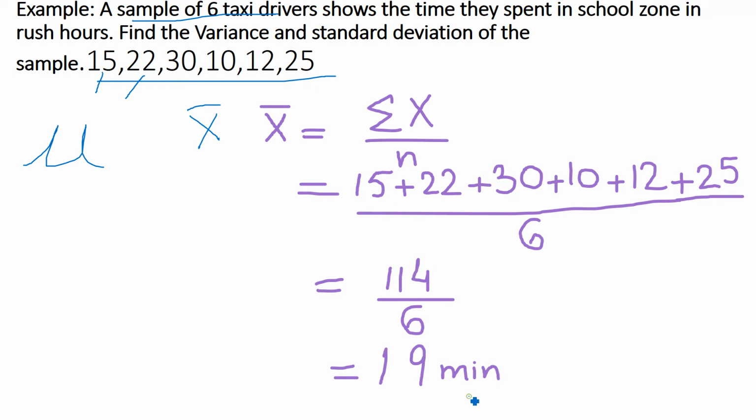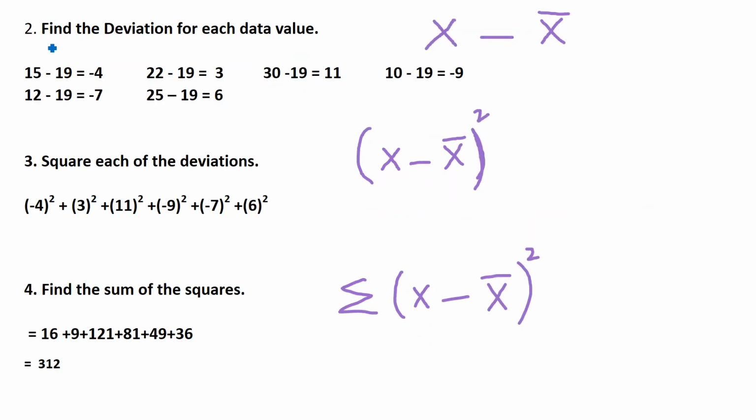So the average is 19 minutes. Each taxi driver has to spend 19 minutes in the school zone in rush hour. This is the mean. Now what is the second step? Deviation: how far each data value is from this mean. 15 minus 19, 22 minus 19, 30 minus 19, and so on. So this is step number 2, and always in step number 2 you will get the 0 answer.